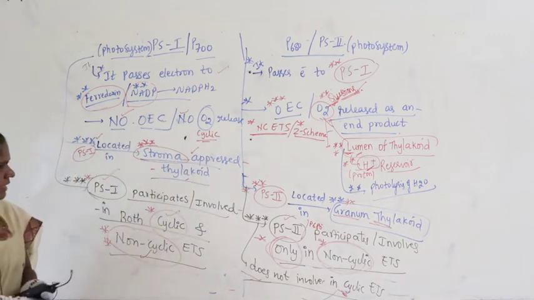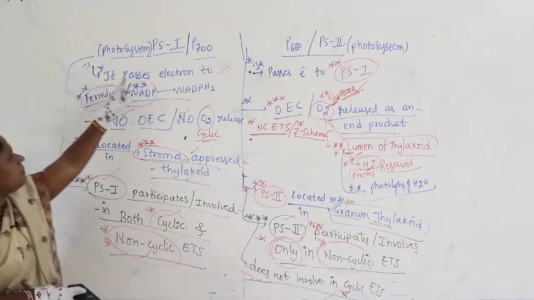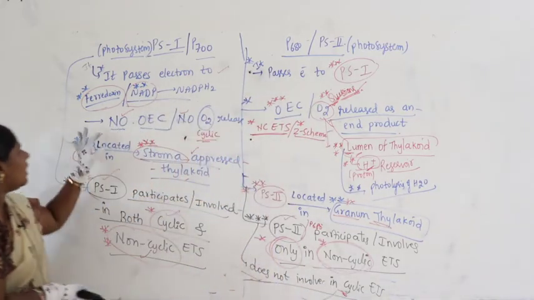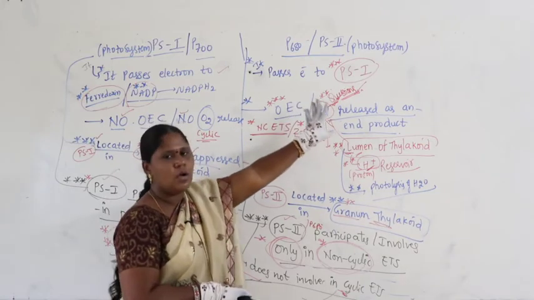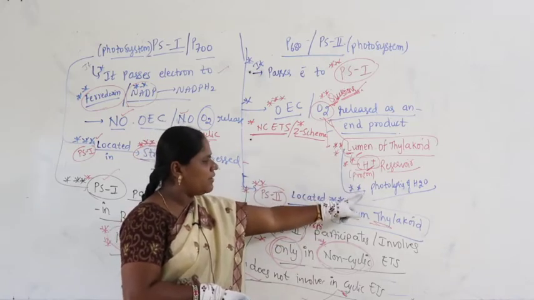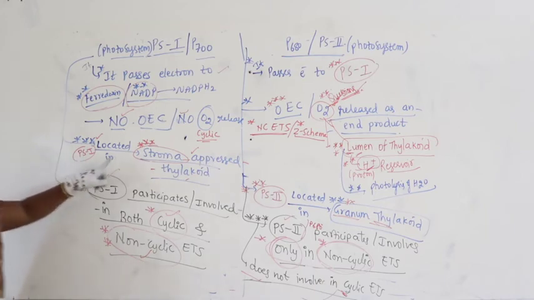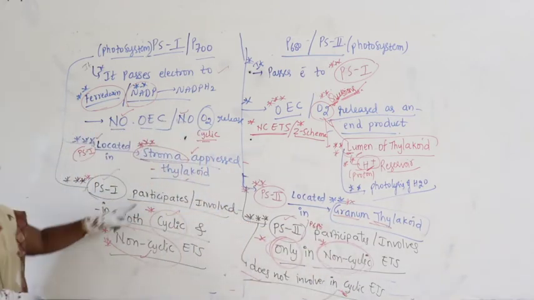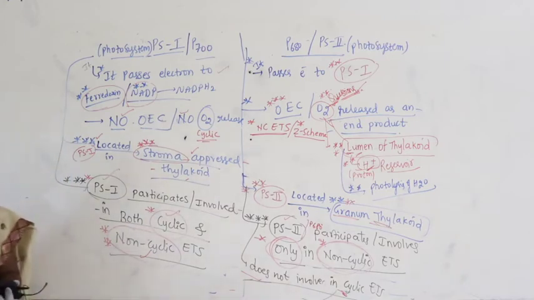So let us quickly revise, and again I'll tell you, they are very very important. PS1 passes its electron to NADP, whereas PS2 passes its electron to PS1, right? And here no oxygen evolving complex, no end product oxygen is related to PS1, but both happen in association with PS2, and remember they happen in the lumen of thylakoid, the source of the proton reservoir, the place where photolysis of water occurs and oxygen is released. Next, where is PS1 located? It's located in stroma appressed thylakoid. Where is PS2 located? In the granum thylakoid. Now PS1 participates in both cyclic and non-cyclic, but PS2 participates only in non-cyclic, not in cyclic electron transport system. Very very important points.